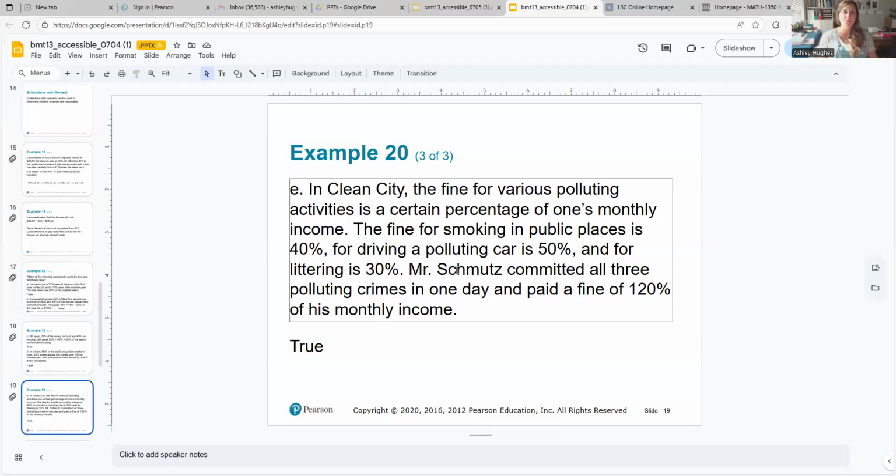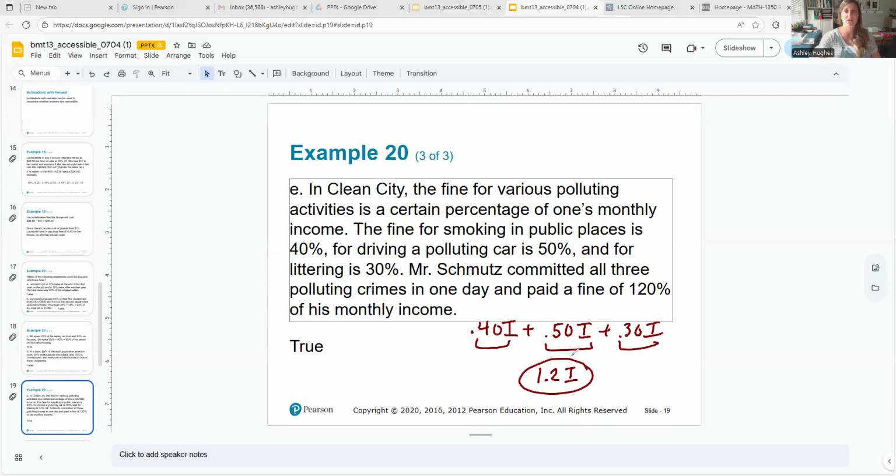One way to algebraically show this would be to say that I represents his income. To figure out how much you pay for smoking, it'd be 0.40 times I, then 0.50 times I, then 0.30 times I. Since they're all off the same income, I can add these together. 5 and 4 is 9, 10, 11, 12, so that's 1.2 times his income that he would have to pay in fines for that one day. Steep fine.